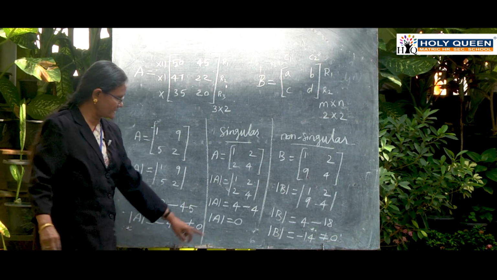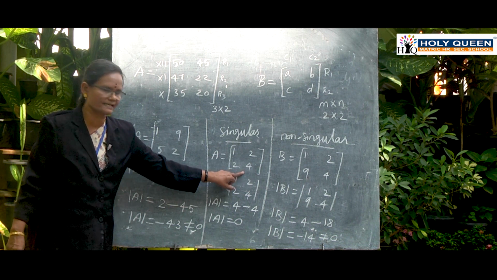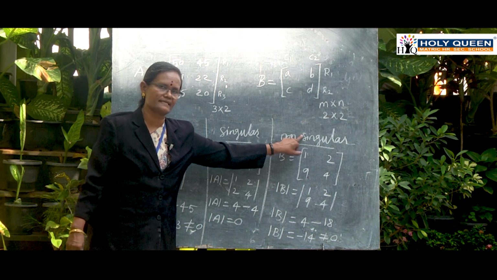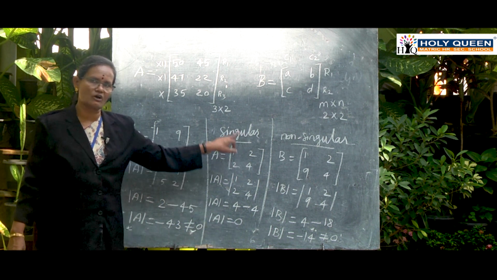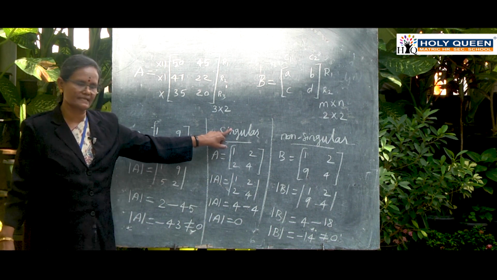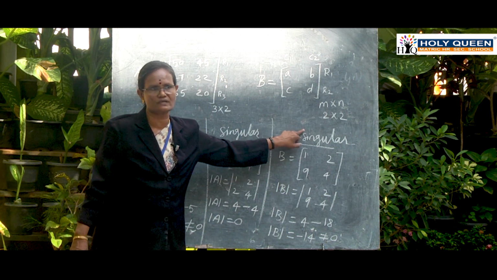If the value of the determinant is equal to 0, the given matrix is a singular matrix, otherwise it is a non-singular matrix. The value of the determinant equal to 0 means the given matrix is a singular matrix. Not equal to 0 means the given matrix is a non-singular matrix.